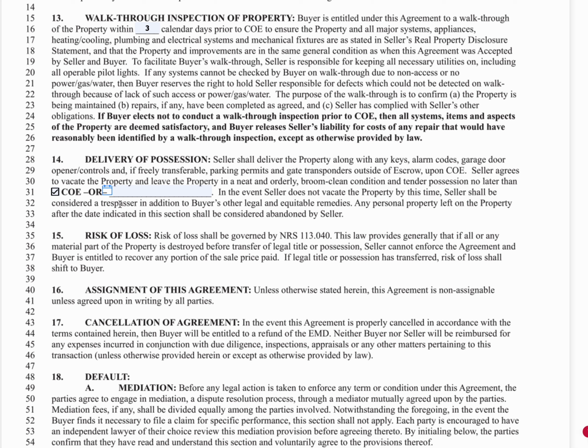Delivery of possession, depending on what we put on the contract, is usually COE, which stands for close of escrow. Or if we said we're going to give the owners a couple of days after we close, then we are going to indicate that out here. But usually we put the close of escrow.